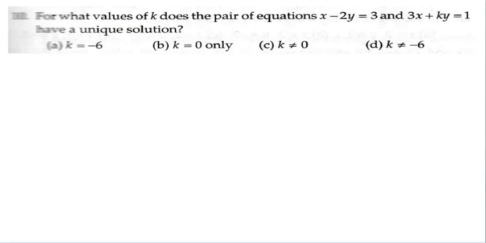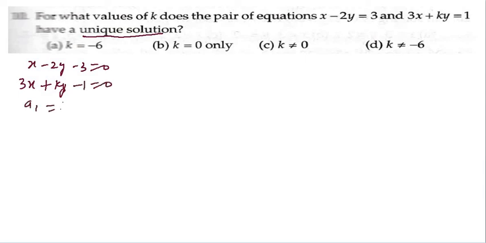So for what value of k does the pair of equations x minus 2y equal to 3 and 3x plus ky equal to 1 have a unique solution? We have to take unique solution in this. First of all, we want to write the equation. So the equation is x minus 2y minus 3 equal to 0. Second one is 3x plus ky minus 1 equal to 0.